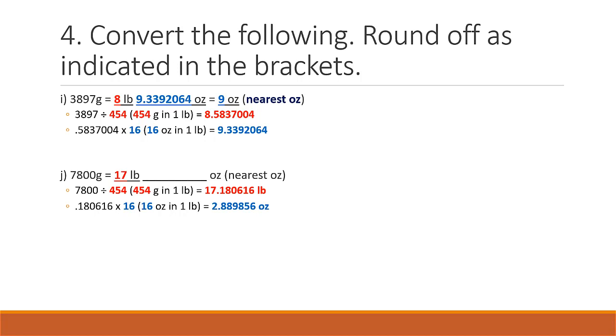But I will now take the decimal 0.180616 and multiply it by 16, the amount of ounces in a pound, and I end up with 2.889856 ounces. If I need to round this off to the nearest ounce, I look at the first decimal place after the 2 in the ounces area. That's an 8. That's more than enough to change things. So my final answer is going to end up being 17 pounds and 3 ounces.